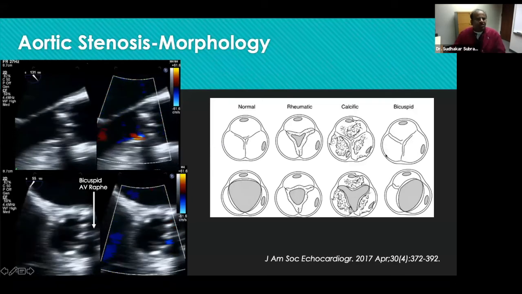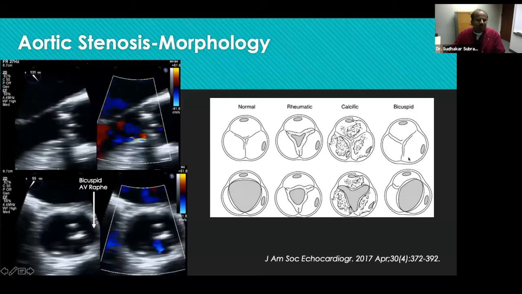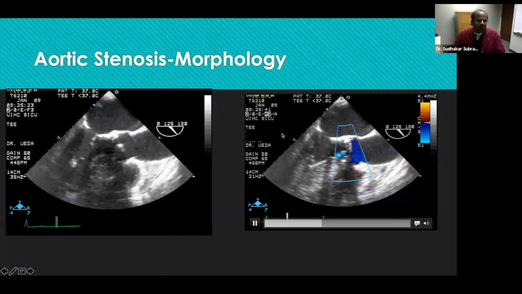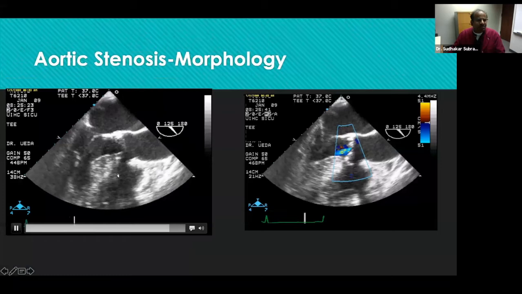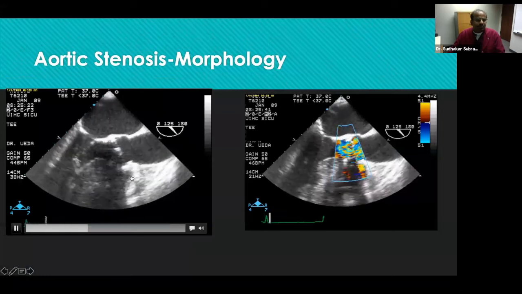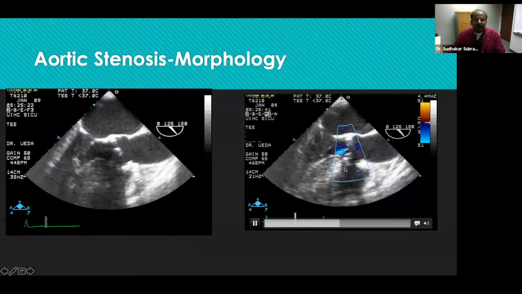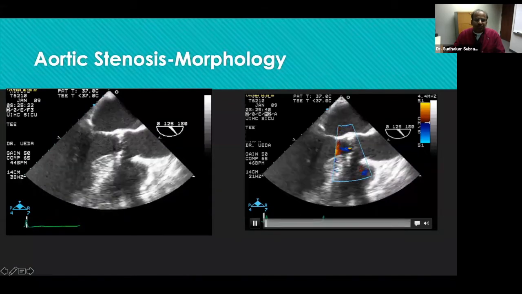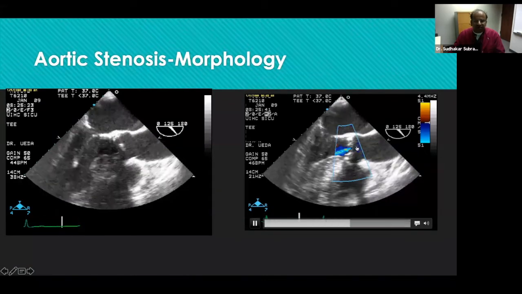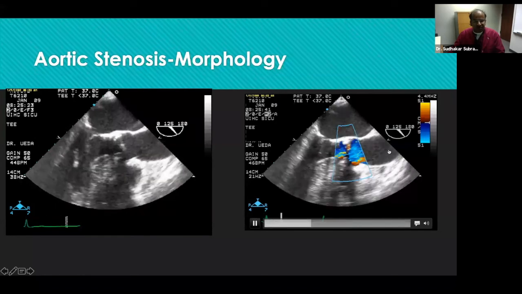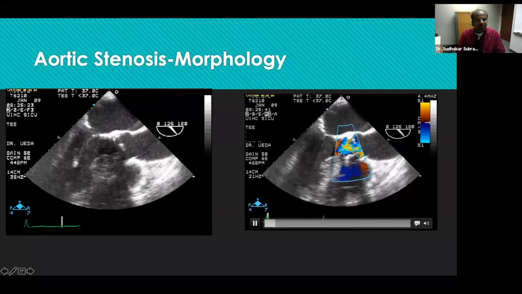So in continuation of the morphological assessment, you can see the valve movements are pretty much limited here. Then putting the color flow Doppler across the valve, you can see turbulence more on the aortic side. You do see some kind of trace to mild aortic insufficiency on the left side.